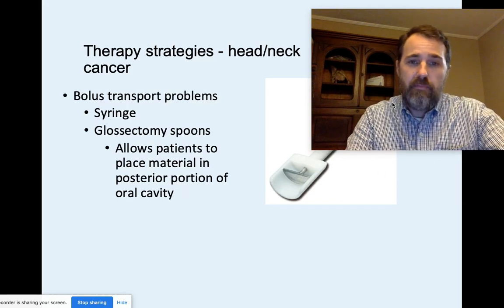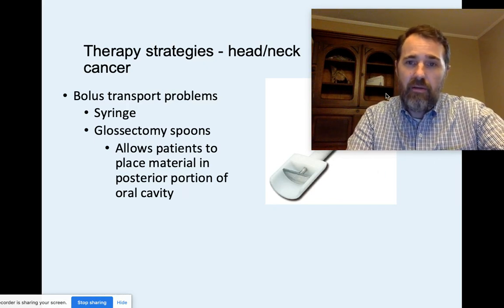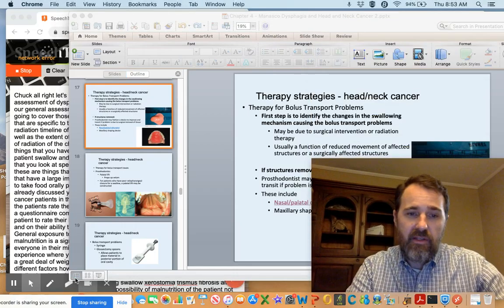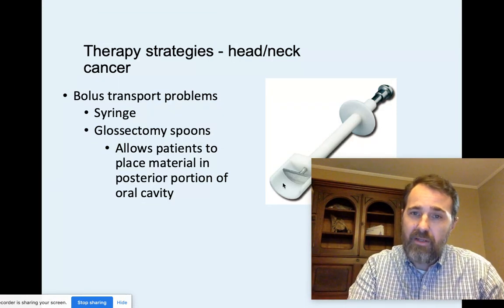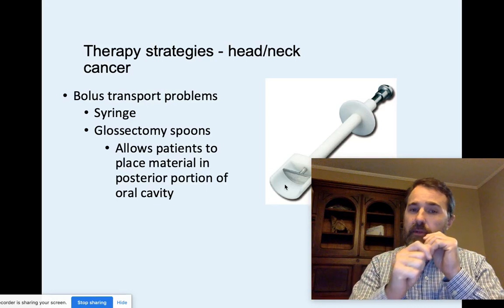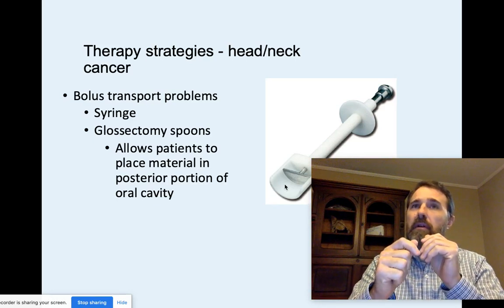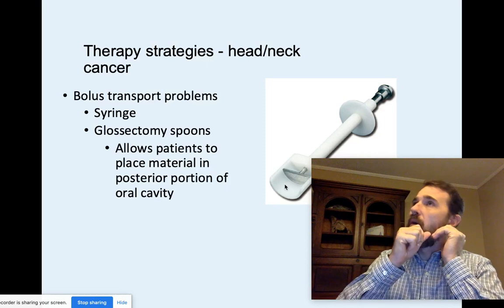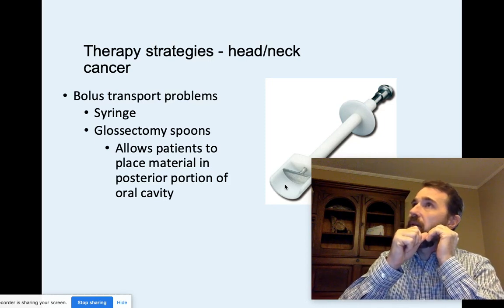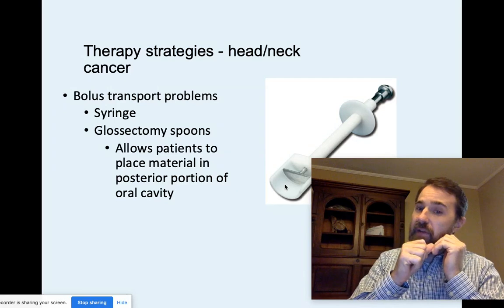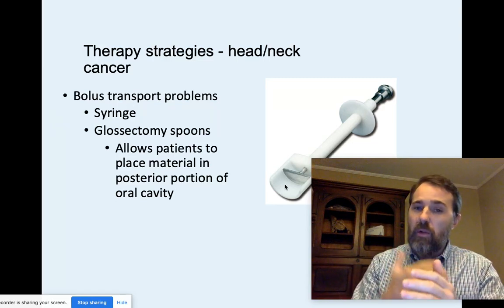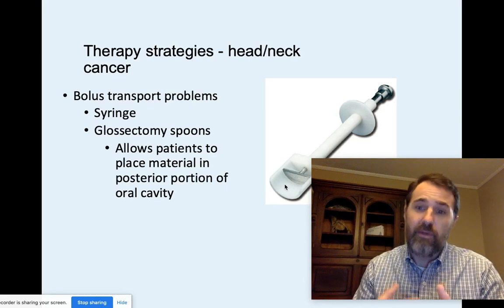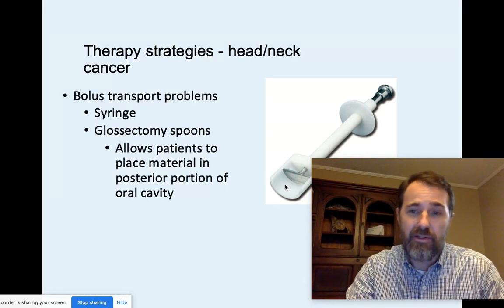So the spoon is essentially this device where you have the bolus on the front end, and you're able to insert the device all the way back into the oropharyngeal cavity, the oropharynx, and then you push the button and it pushes the bolus off of the spoon, basically right into your pharynx.